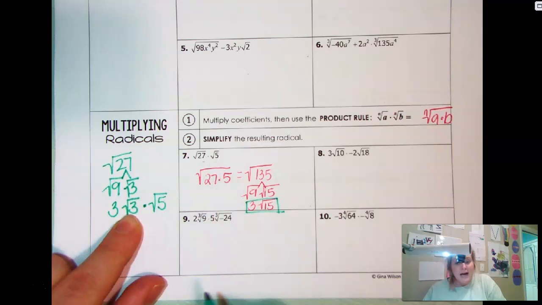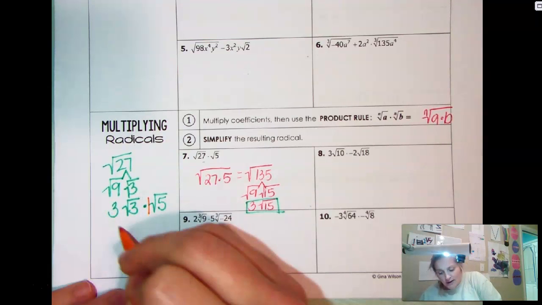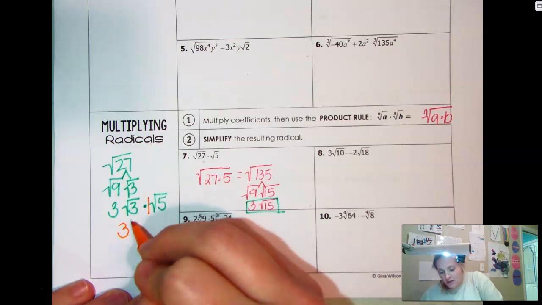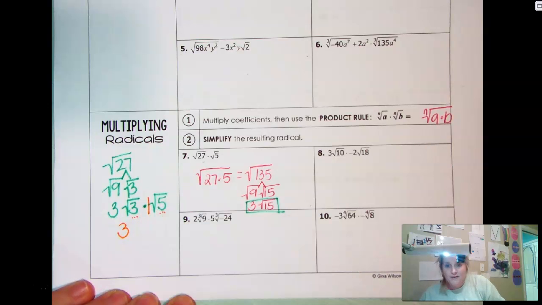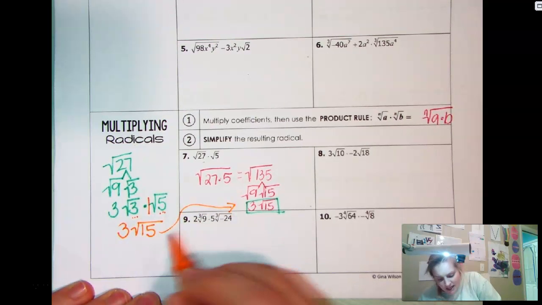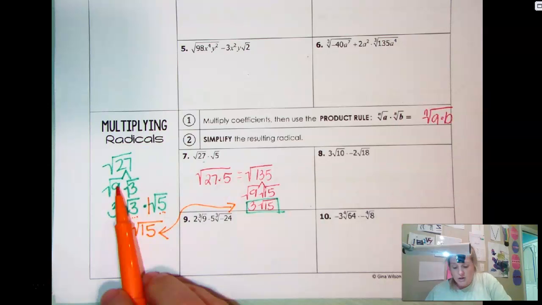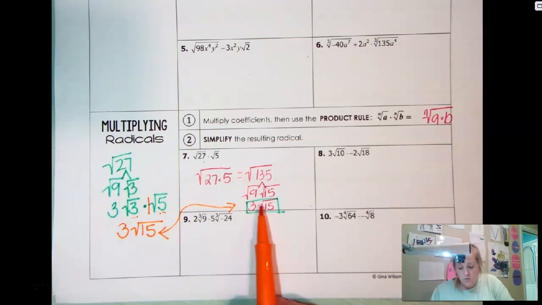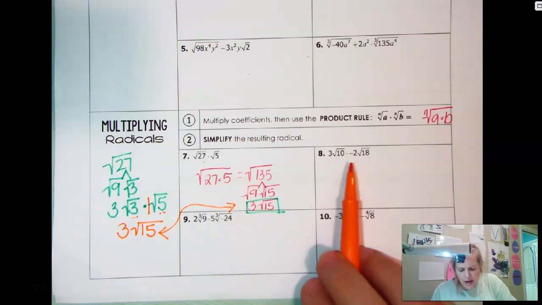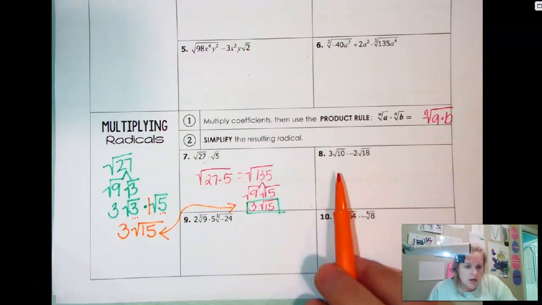Now I multiply inside with inside, outside with outside. This would be like 3 times 1, which is just 3. Then you have 3 times 5, because they're both inside. 3 times 5 is 15. So you can see either way you're going to get the same answer. Inside with inside, outside with outside. You just have to decide, do you want to simplify first or do you want to simplify at the end? Does not matter.